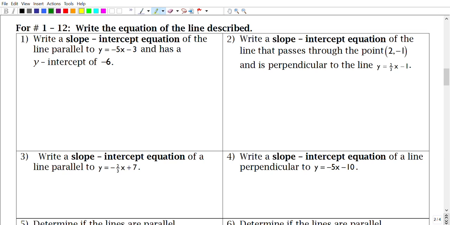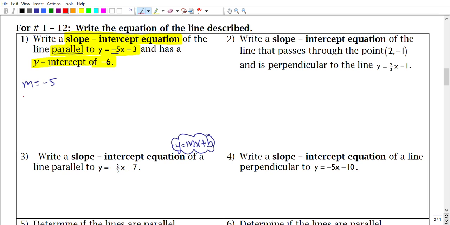So let's go ahead and see what information we're given. It says write a slope-intercept equation. So if you want, go ahead and write yourself a little reminder here. That's the final form I need to be in. Okay. Of the line parallel to this line, -5x minus 3, and has a y-intercept of -6. So, again, parallel. Parallel means I have to have the same slope as that. So my original slope was -5.